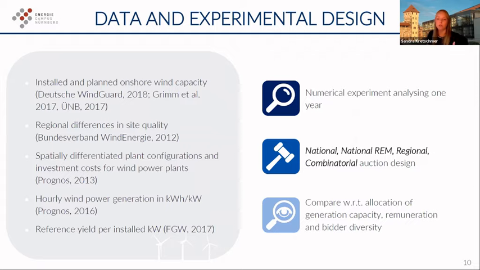To calibrate our model for the experiments, we use readily available market data. For example, data on the installed and planned onshore wind capacity in Germany, data on regional differences in site quality, so how windy it is at different sites. Also, we use information on spatially differentiated plant configurations and investment costs for wind power plants across Germany, hourly wind power generation in kilowatt hours per kilowatt across Germany, and the reference yield per installed kilowatt, so the expected electricity generation at the reference site for different wind power plant types.